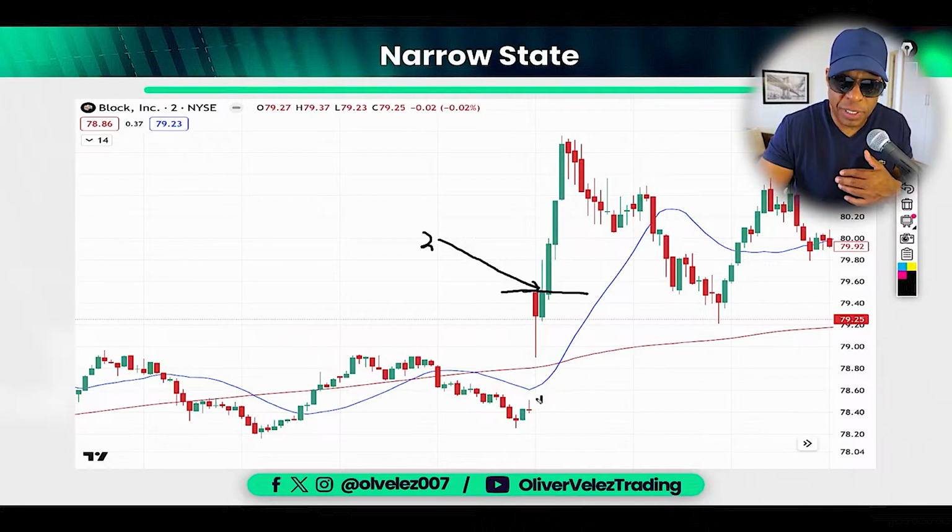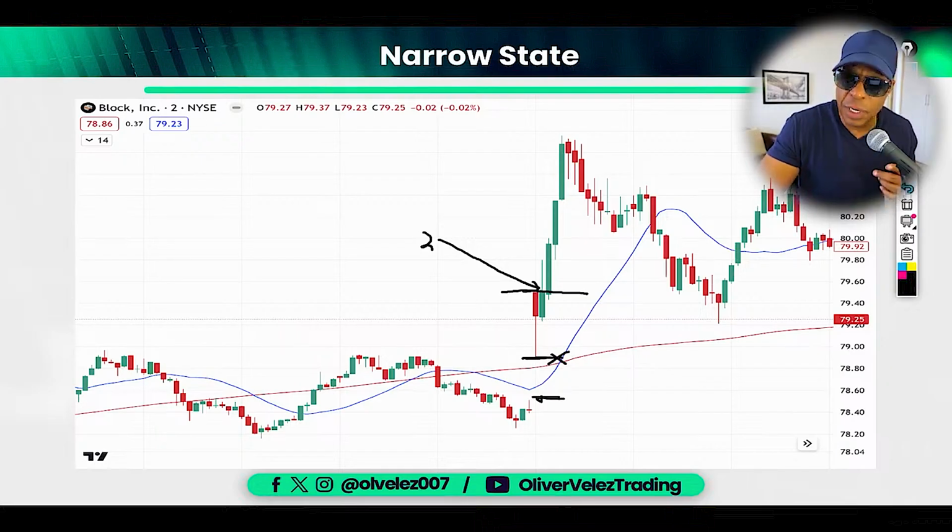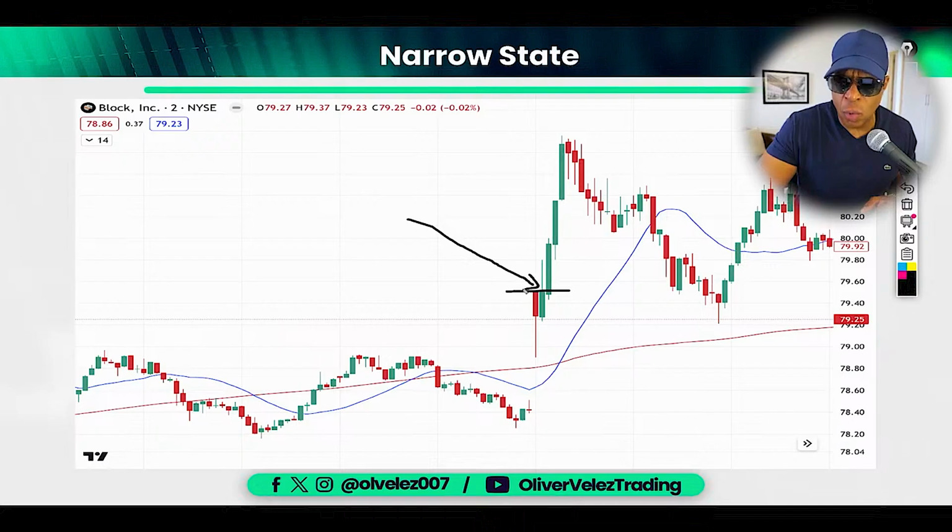Protection. I want my protection under. Remember, see here, I'm going to stop out at the narrow state. I never want to stop out right at the narrow state. I've got to get my protection under the narrow state in this case. All right, so it goes like this. Boom. Tail bar power entry. Protection.